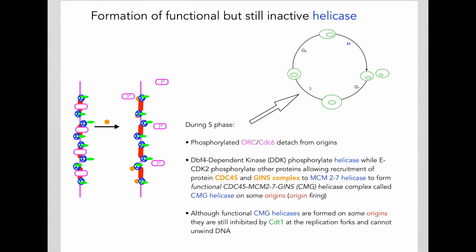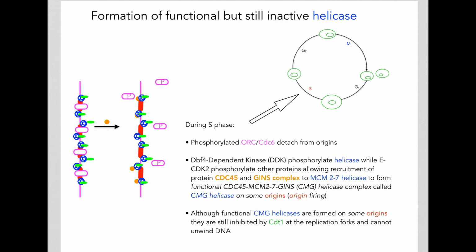And the attachment of CDC45 and GINS complex to MCM2-7, which is the helicase, will form a functional CDC45-MCM2-7-GINS protein complex that we call CMG. So this forms the CMG helicase complex. So from now on, we'll call the helicase CMG helicase. So the CMG helicase complex is formed on some origins, and this is called origin firing.